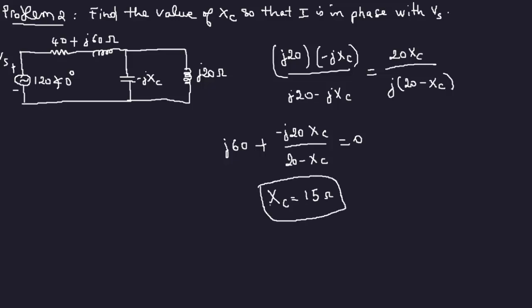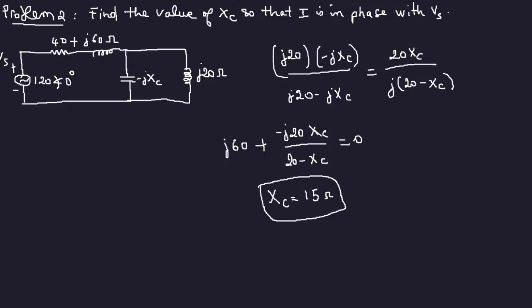To put everything into perspective, the question is to find the value of XC so that the current is in phase with VS. To make I in phase with VS, the total impedance seen by the generator must have a zero imaginary part. That's why we added the imaginary parts, set them equal to 0, and found XC to be 15.